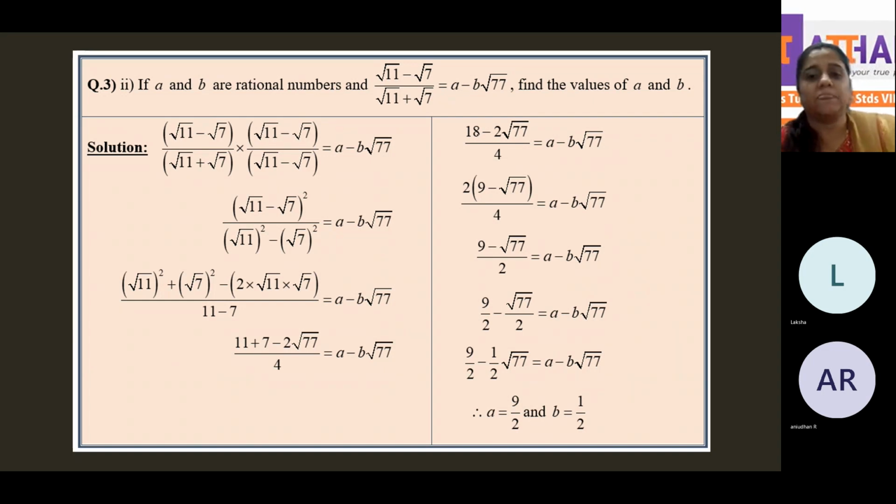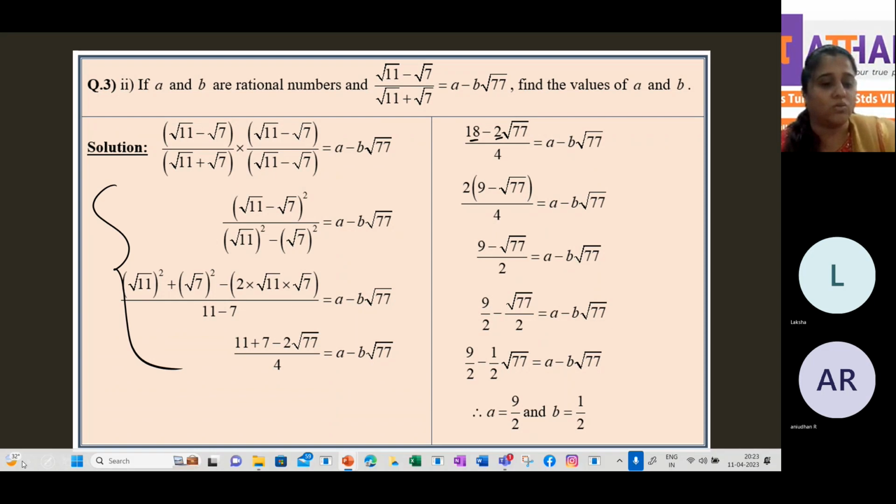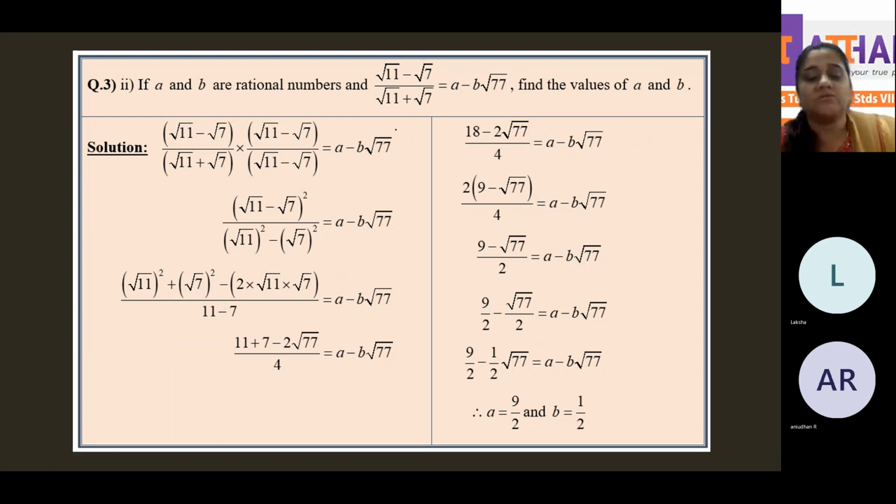Yeah, children, you can do this. I'll just explain this part here. I'll give you time to work now. I'll just tell you the important part here. So 18 and 2, we have 2 common. So always take out the common factor. Whenever there is something common, take out the common factor. So between 18 and 2, 2 is common. So it'll be 2 nines are 18 and 2 into root 77.